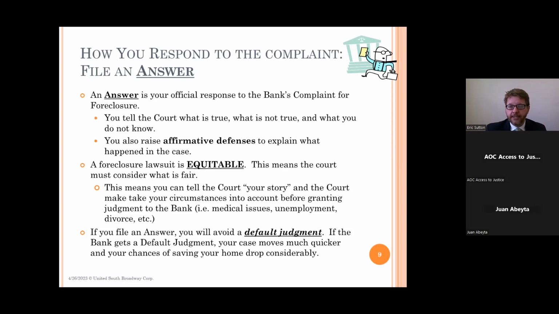And that means that they're going to take into account the contract and the fact that the bank lent money to somebody and it's out of that money and it's not getting that money back. And it has to be fair to that argument as well as the borrower's arguments as to the circumstances of why they might not be making those payments and paying that loan back, whatever the reasons may be, such as medical issues, unemployment, divorce, et cetera.